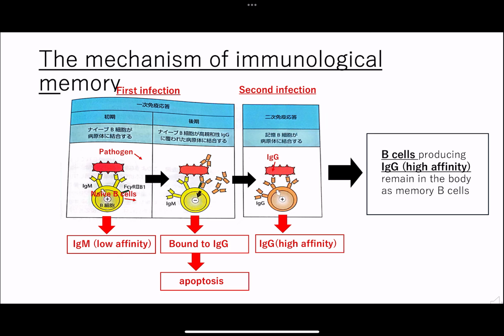Therefore, after the end of infection, B cells that produce IgG antibodies with high affinity for the antigen remain as memory B cells. In other words, when the same pathogen invades, these memory B cells differentiate and produce antibodies specific for the antigen much more quickly than during the first infection.